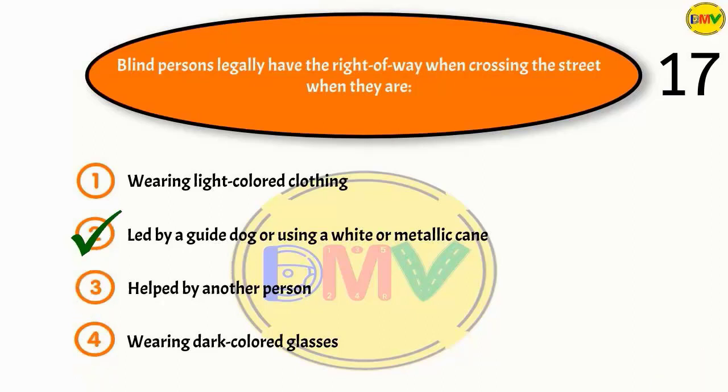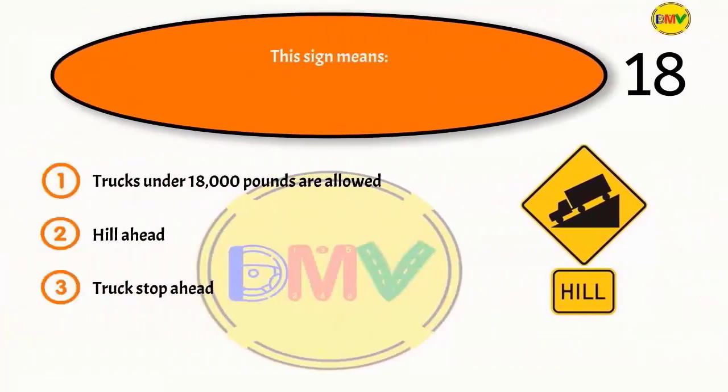The correct answer is 2. Blind pedestrians who are being led by a guide dog or are using a white or metallic cane have the right of way at a marked or unmarked crosswalk, even if the traffic signals or other right-of-way rules are not in their favor.